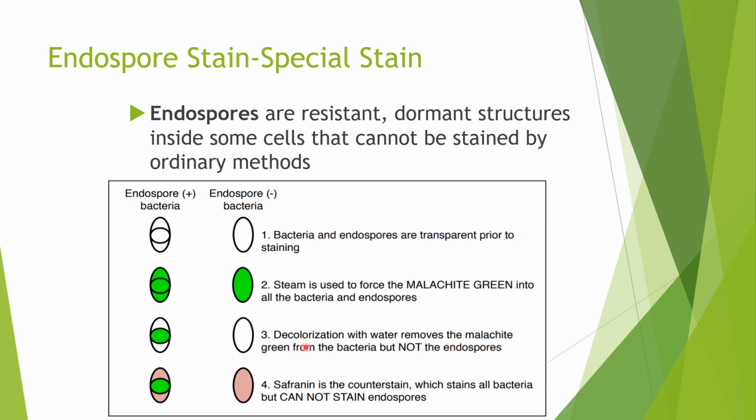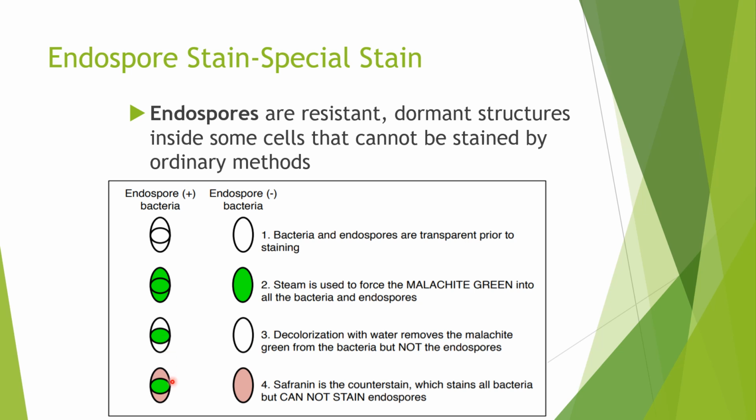And then you decolorize with water. What ends up happening is when you decolorize with water, the bacteria itself is going to lose the malachite green, but not the endospore. The endospore is pretty tough. After that stain has gone into the endospore, it's not going to be an easy task to take it out of the endospore. So it's going to stay inside.